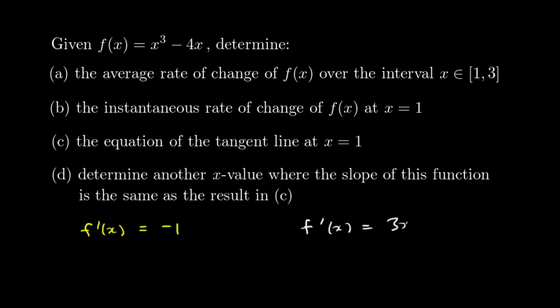So this will be 3x squared, and then in my head I'm just going to differentiate both of those pieces again, differentiating x cubed, and then minus 4x. So there's our derivative. So we need to figure out how we can make this derivative equal to -1.